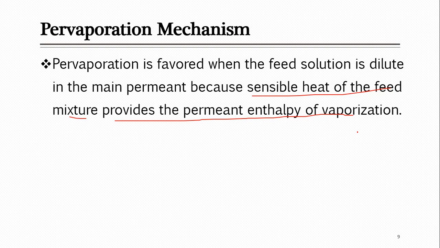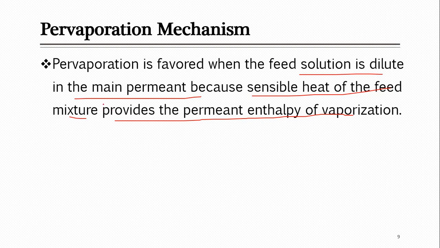So due to this phenomenon, you prefer pervaporation in those cases in which the mixture is dilute in the main permeate, or main component which is separated. If that is present in a small amount, pervaporation will be the more favored technique. Why? Because in that case you will need a small amount of heat, and that can be easily provided through the mixture. Actually in this case you will not need to provide extra heat. You don't need to heat the feed to provide the heat of vaporization later on.